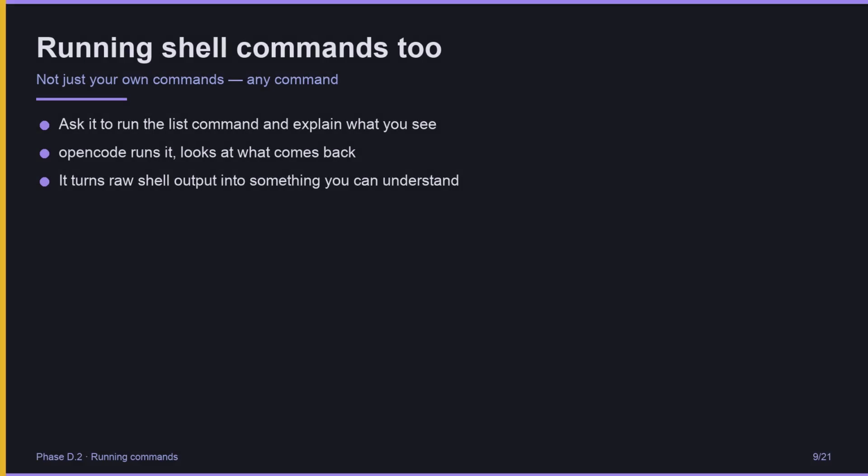You are not limited to your own commands, either. You can ask OpenCode to run ordinary shell commands too. Try asking it to run the list command and explain what you see. OpenCode runs it, looks at what comes back, and tells you, in plain words, what those files and folders mean. It turns raw shell output into something you can actually understand, which is a quiet superpower.